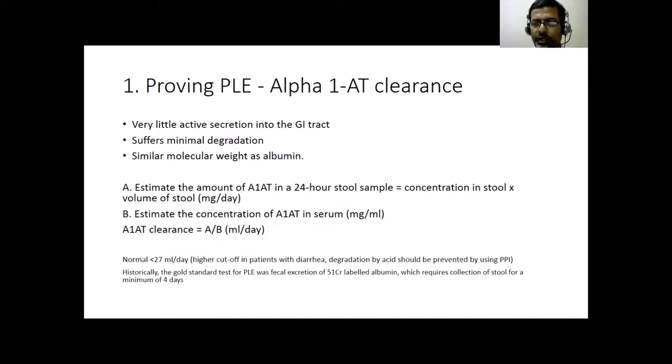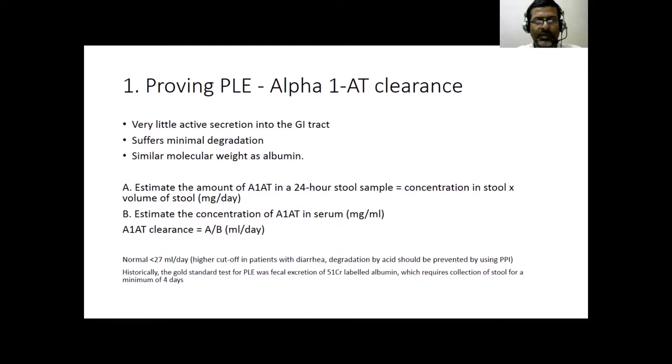Proving protein-losing enteropathy. The most described, or the best described test, is alpha-1 antitrypsin clearance. Alpha-1 antitrypsin is a molecule that's very similar to albumin. It's not secreted into the GI tract and it suffers minimal degradation.